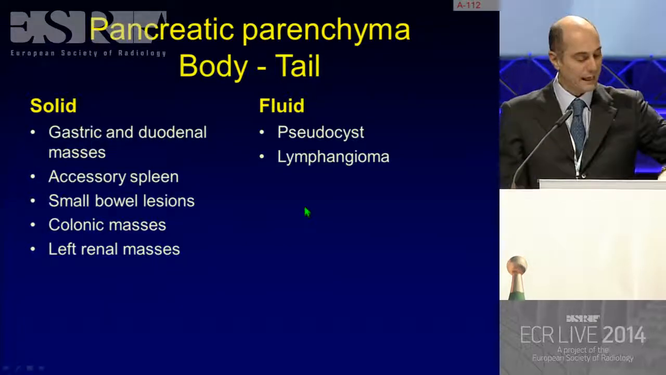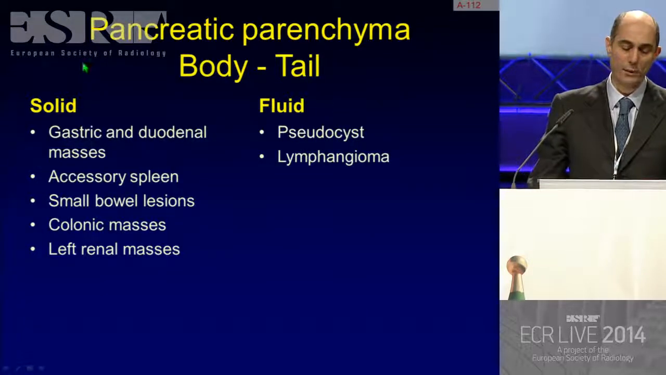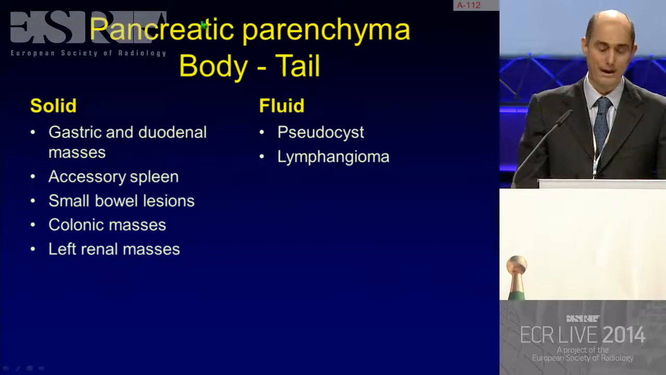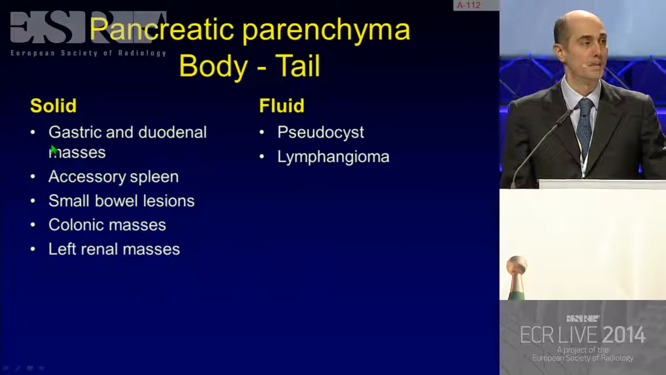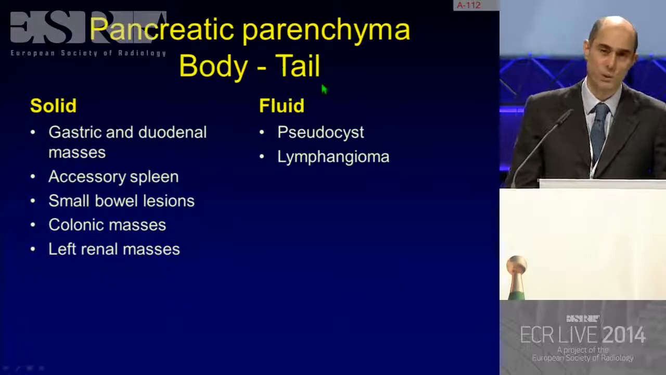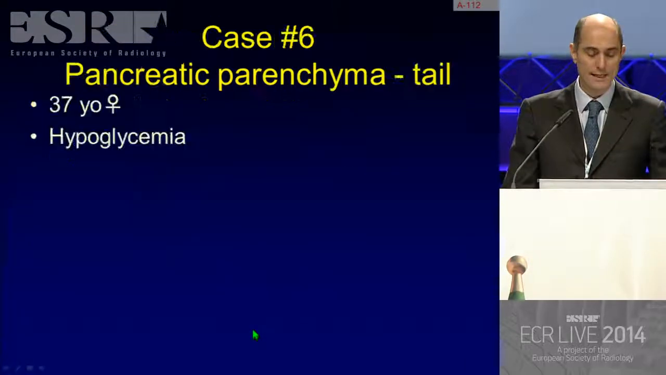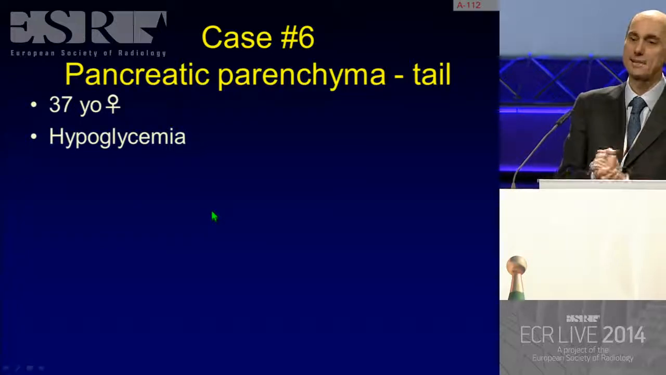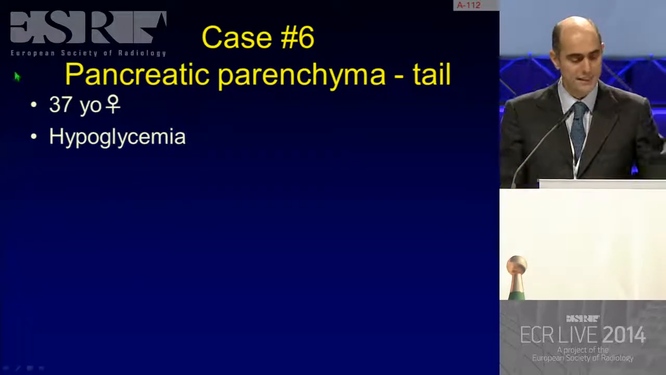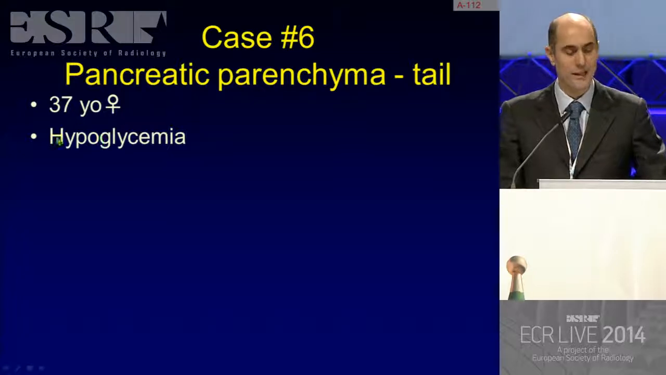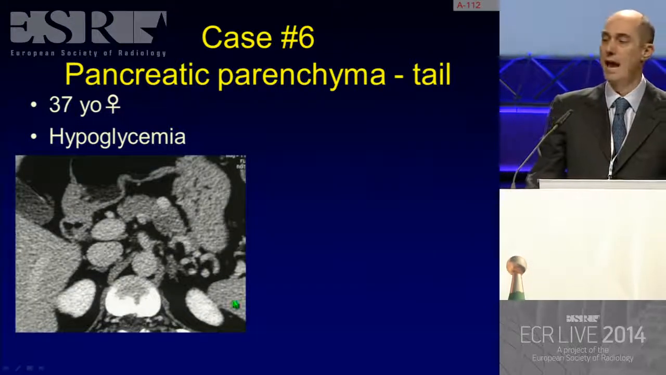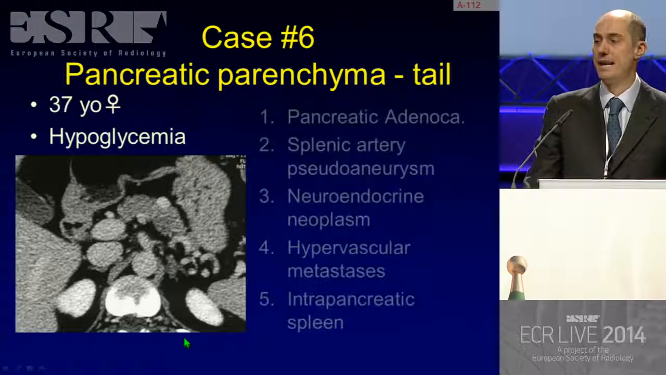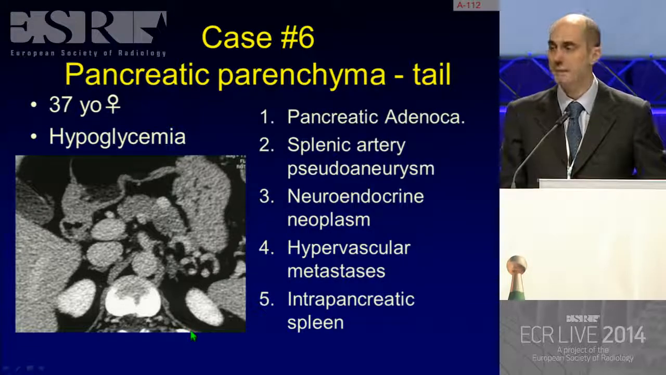And we move to the last topic, in which we have a potential source of pitfalls in the pancreatic tail. And again, I subdivided for you in solid sources and fluid sources. And let's analyze this case. This case number 6, in which we have a 36-year-old female with hypoglycemia. And we do contrast-enhanced CT, and this is what we have. And I would like, please, to have your opinion on this image.